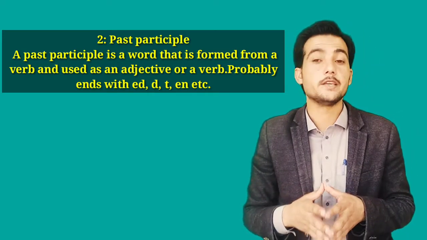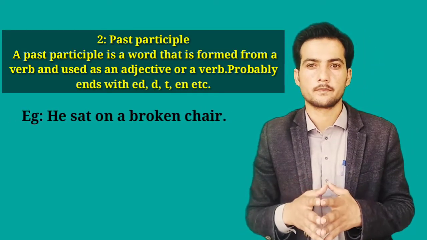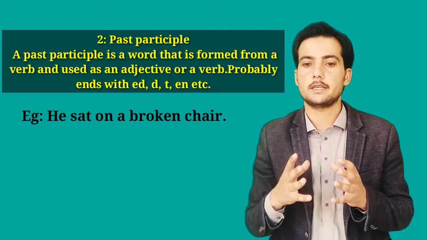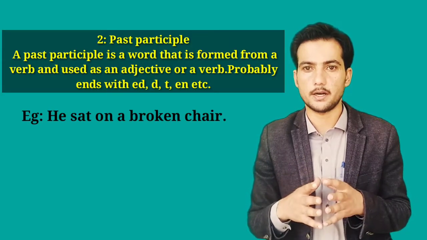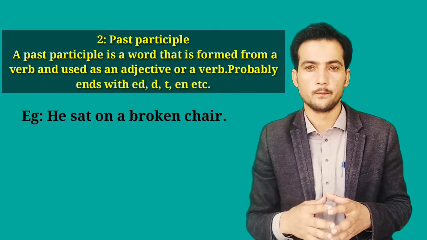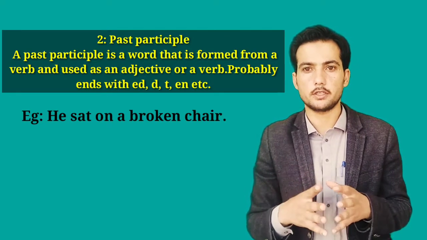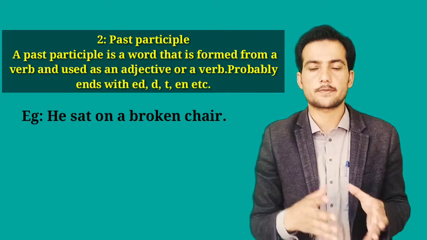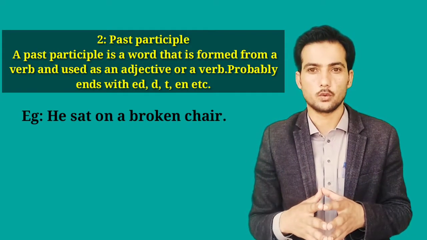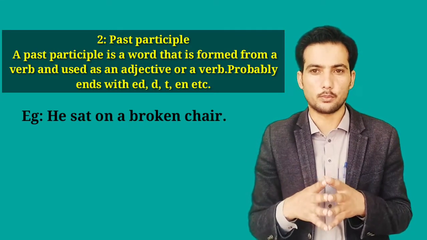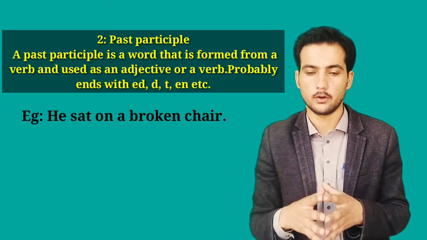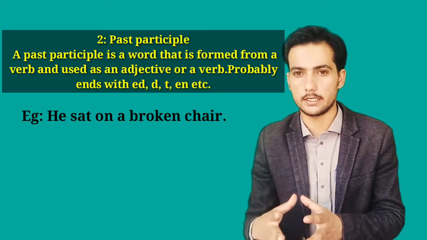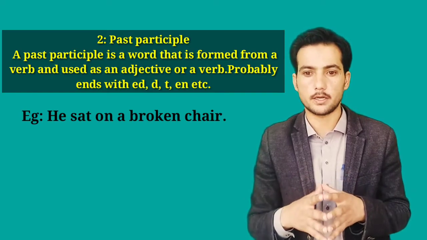For example, he sat on a broken chair. If you look at this sentence, it consists of a past participle, that is broken. But if you look before it, there is a noun, that is a chair. So it describes a chair. Which sort of chair? A broken chair. So broken here is an adjective, and it functions like an adjective. Basically, it is a past participle.